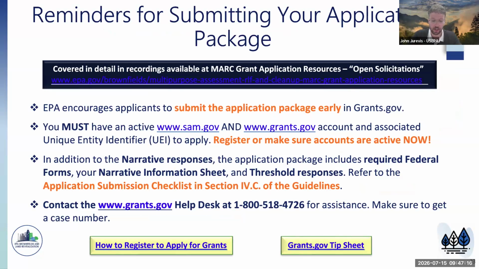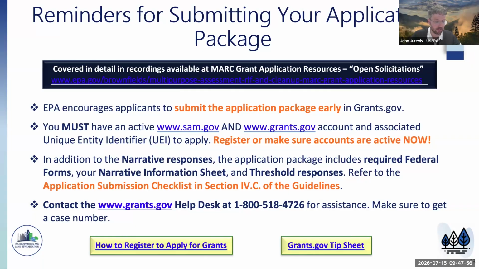First, submit your application package early. Every year there are issues with last second submittals, whether people are having issues with grants.gov or they realize that they don't have active SAM.gov and grants.gov accounts. That leads into the second bullet, which is making sure you have active accounts on both SAM.gov and grants.gov, and you can go check that now, even without the guidelines out. That's just important. Every year there ends up being some issues with that, so we're just trying to front run that and stop it from being an issue.